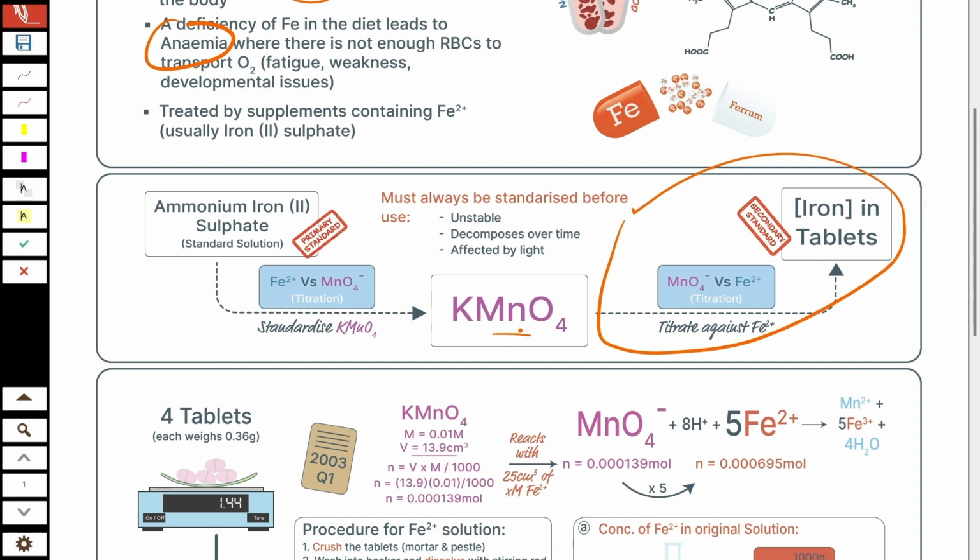Our KMnO4 will be standardized by titration against ammonium iron 2 sulfate. This is a primary standard, so it's a pure, stable substance that we can create a solution of known concentration from, and we can use that to titrate against the KMnO4. So in fact, both of these steps are the same. Here it's Fe2+ from our ammonium iron 2 sulfate standard solution that we're using to standardize the KMnO4. Then once the KMnO4 is standardized, we're using that to standardize the iron tablet solution. But again, it's the same reaction in both instances: KMnO4 versus Fe2+. So that's some of the key details about the KMnO4.